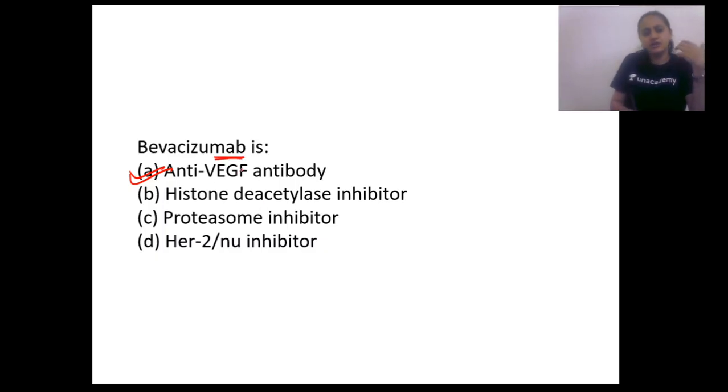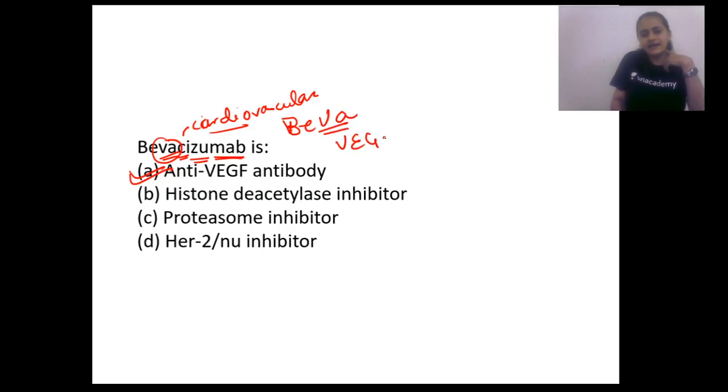So monoclonal antibody, MAB, and ZU tells you that it is humanized. It is not fully human, not chimeric, not mouse. CI tells you that it is cardiovascular, and VEGF is vascular endothelial growth factor. So from CI or even from VA, you know that it is against VEGF. The other antibody against VEGF is ranibizumab.